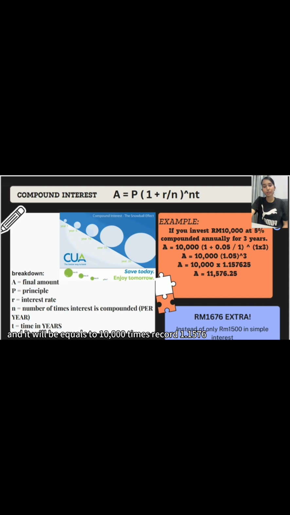And A will equal 10,000 times 1.1576 equals 11,576. Instead of 1,500 like simple interest, you now have 1,676 extra. That might not seem huge, but over time, the difference becomes massive.